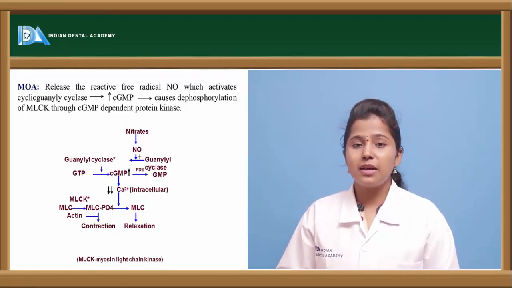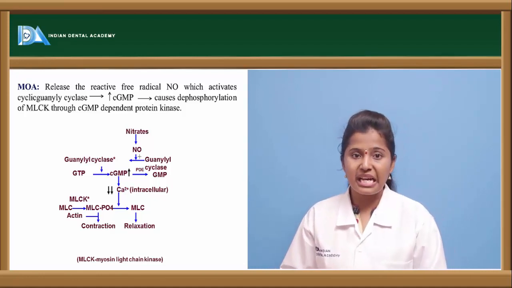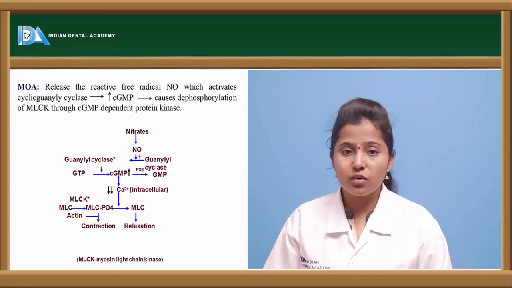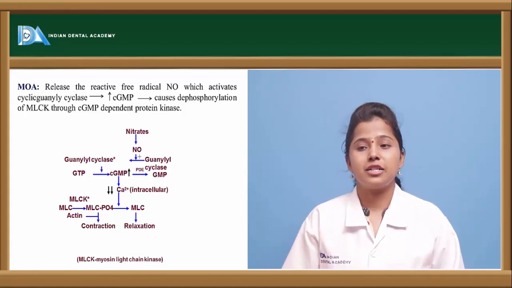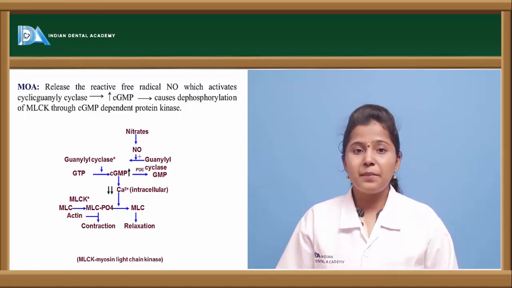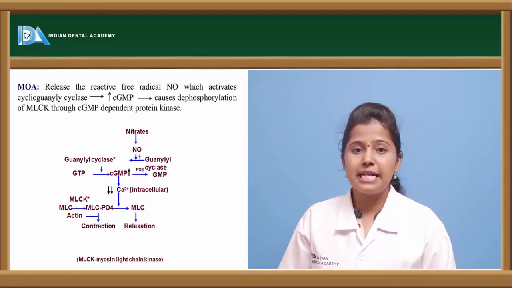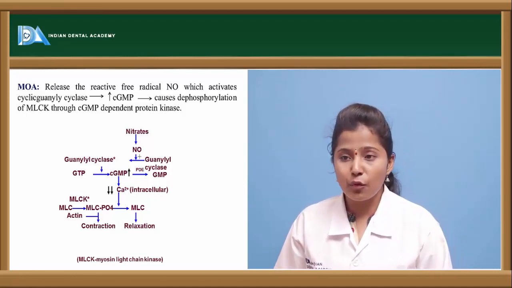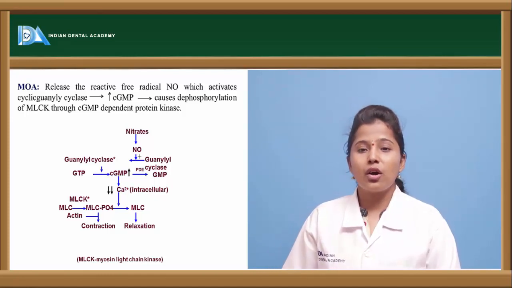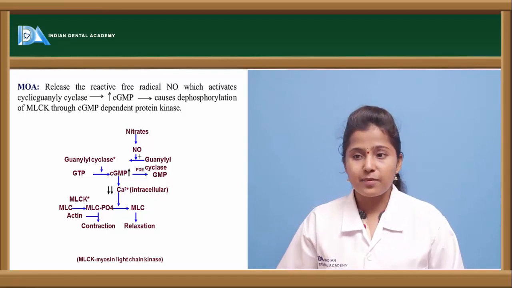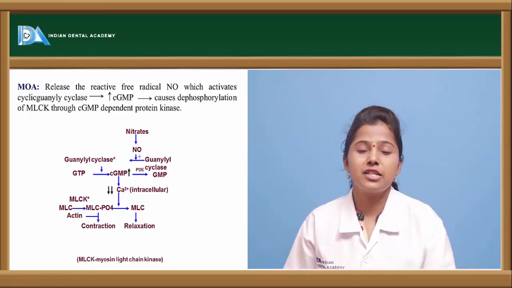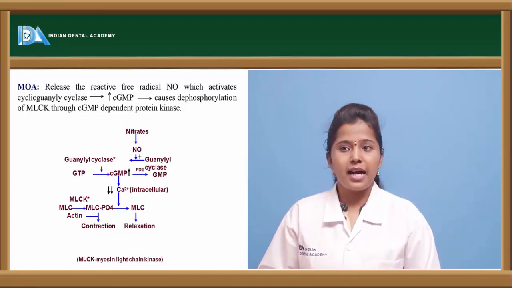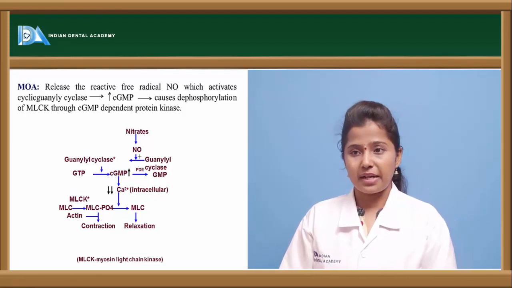But here cyclic GMP is more important, because cyclic GMP reduces calcium influx. When calcium influx is reduced, smooth muscle relaxation occurs. The other way is that cyclic GMP dephosphorylates MLCK, that is myosin light chain kinase. Myosin light chain kinase is dephosphorylated, and because of that, the contraction of the smooth muscle will not take place, and thereby the ultimate result is relaxation of the smooth muscle. When the smooth muscles are relaxed, there will be proper blood supply to the heart and we can reduce the angina to some extent.